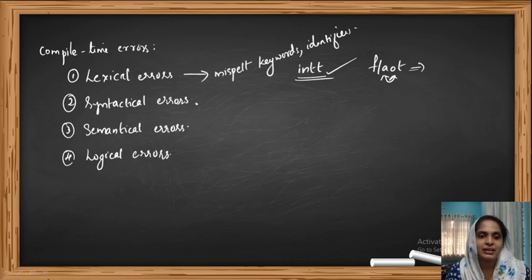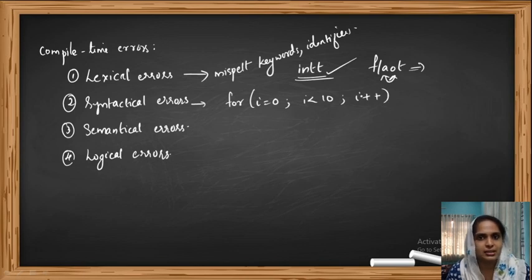The second type of error is syntactical error or syntax errors. Here, we are dealing with the syntax of the program. For example, suppose there is a for loop: for i equals 0, i less than 10, i plus plus. You know that this is the syntax of a for loop, right? So here, instead of writing a semicolon, I simply put a comma. So that is a syntax error. Instead of writing a semicolon, I have put a comma. So that is an error in its syntax.